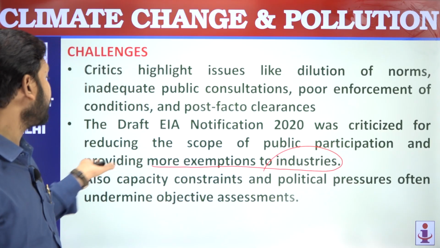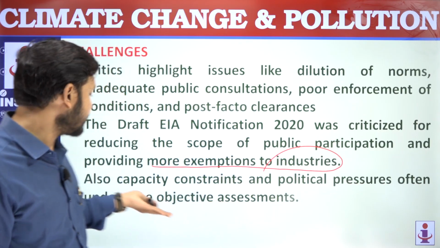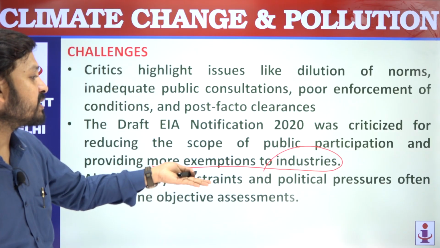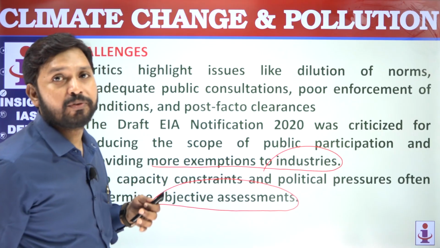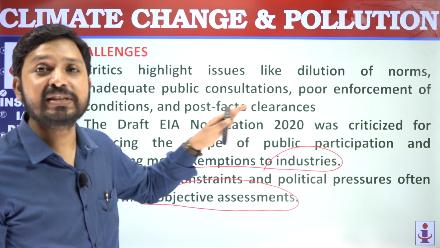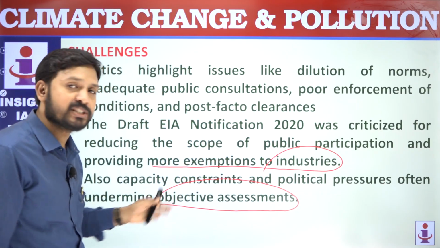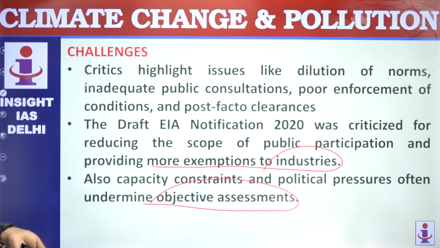Okay, what is the use of giving more exemptions to the industries? And also the capacity constraints and political pressure often undermine the actual objective of the assessment itself. So then the entire goal of this EIA will collapse, right, because of these pressures. So these are some of the challenges that are there.